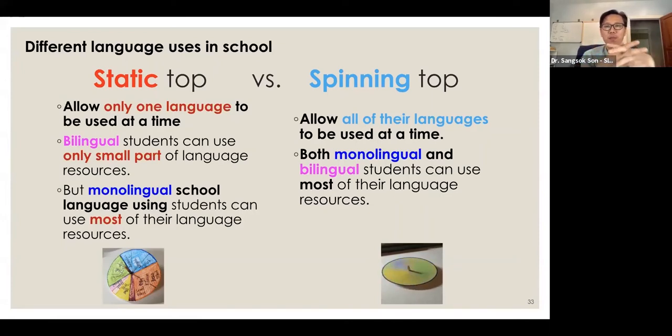On the other hand, the spinning top practice allows all of their language resources together at a time. So in this case, both the monolingual students and bilingual students can use most of their language resources. So at the moment, besides MTB-MLE, most schools in the world use static top practice only. They use only one language, mostly the school language, in the school. So most bilingual students perform much lower than the monolingual students. So this is not good.